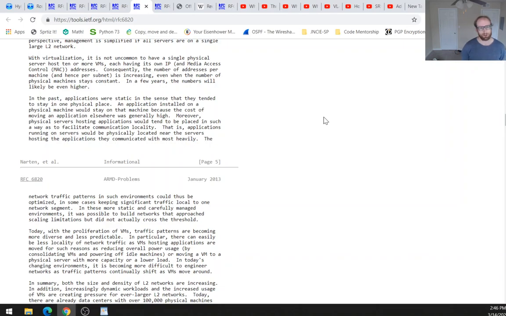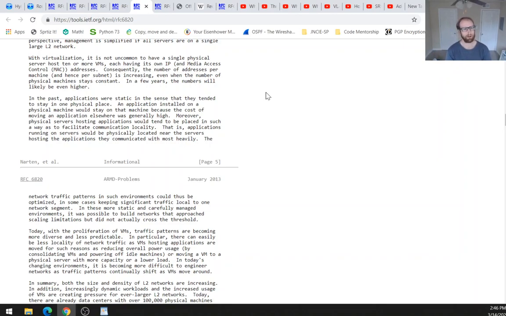With virtualization, it is not uncommon to have a single physical server host 10 or more VMs, each having its own IP and media access control addresses. Consequently, the number of addresses per machine, hence per subnet, is increasing, even when the number of physical machines stays constant. Oh, and we're at the 1 hour mark, so I'll just finish up this section. In a few years, the numbers will likely be even higher.